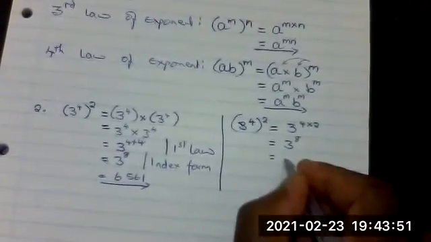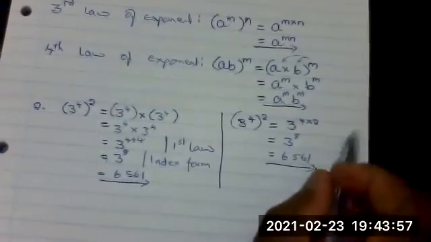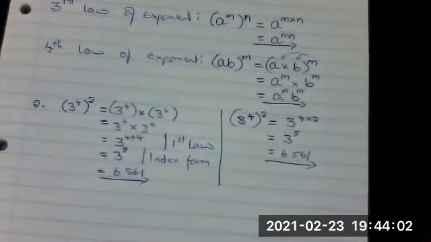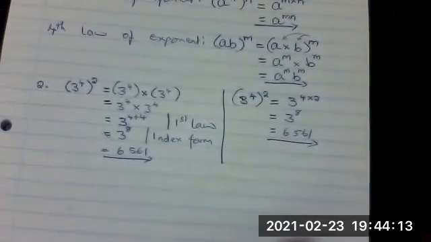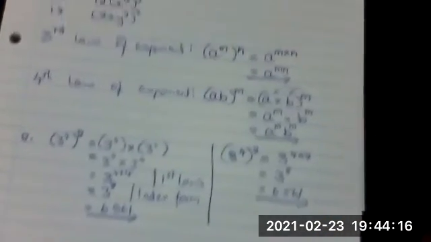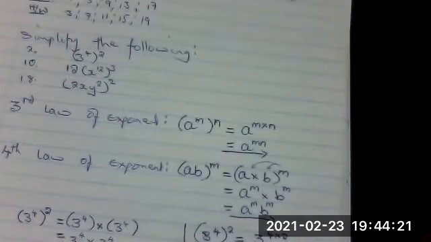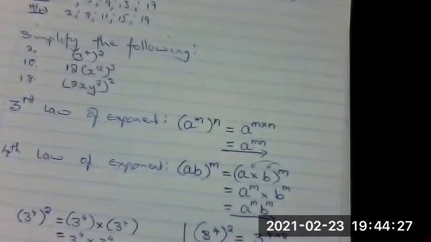Then we simplify this, it gives us 6,561. So you can see here that it's a shorter method to simplify numbers that have more than one exponent, right? So I'm now going to continue using the third law for question number 10. Simplifying 12 times x to the exponent 12 raised to exponent 3.